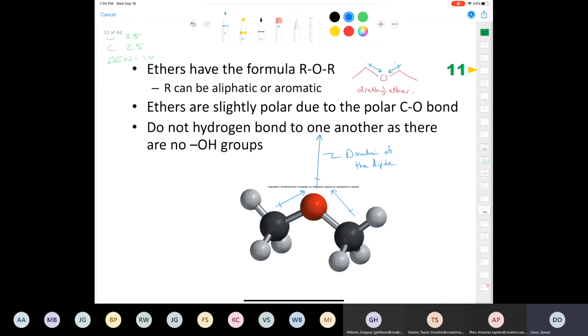dipole. All right, this molecule that's shown here, this is dimethyl ether, which is CH3OCH3. I told you earlier on in the class, I used this as an example when I was talking about constitutional isomers. Dimethyl ether is used as a propellant in spray paint.